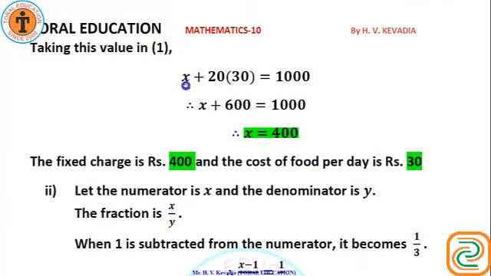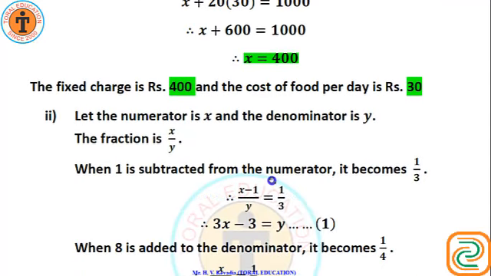And secondly, taking this value in equation number 1, x plus 20 into 30 equals 1000. So x plus 600 equals 1000. 600 will go to the right side and become minus, that is 1000 minus 600, x equals 400. So the fixed charge is rupees 400 and the cost of food per day is rupees 30. This is our answer, and the answer must be written if there are problem sums.